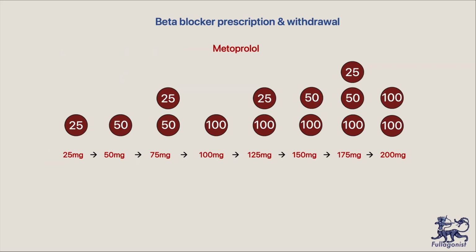We prescribe and stop beta blockers gradually by up or down titration of the dose. There are initial and target dose. We always start with a low dose and increase dose gradually, ideally in 1 or 2 weeks.